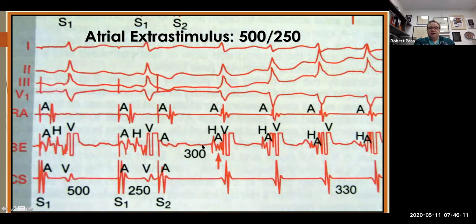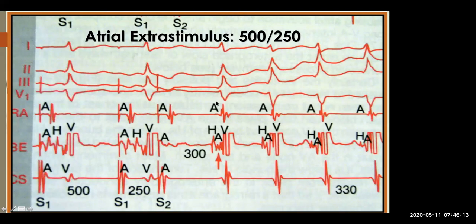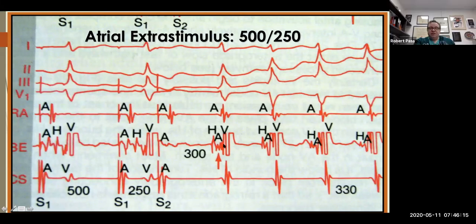So we have AHV, but then we see an A again that's actually preceding the QRS and is in the high right atrium, on time with the QRS. And then again and again, we have this HAV. This is an example of AV nodal reentrant tachycardia. So we have a jump in the AH interval.